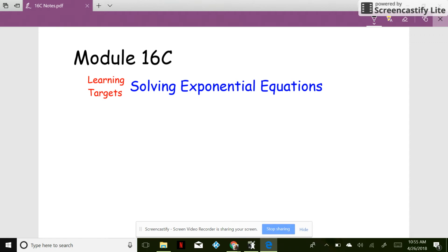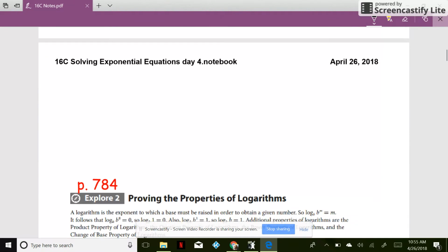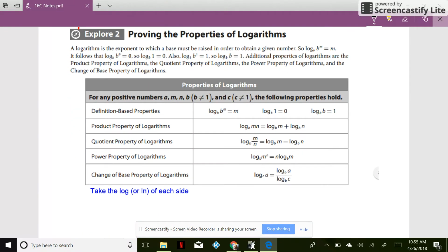We're continuing to work in section 16. We're going to be doing some solving exponential equations. So another refresher on the properties of logarithms. If you're adding the logs, you can rewrite it as a product. Subtracting, you can rewrite it as a division. If we've got a number outside, we can raise it up to a power.